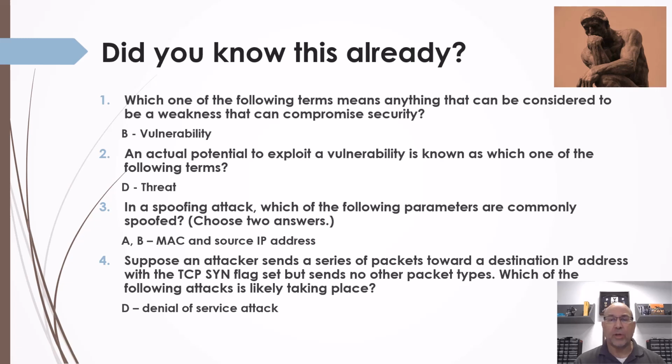All right, do you know this already? Which one of the following terms means anything that can be considered to be a weakness that can compromise security? Well, that was B, the vulnerability, right? An actual potential to exploit a vulnerability is known as which one of the following terms? Well, that would be a threat. You're vulnerable, but if nobody can take advantage of it, there's no exploit there. And then if they can, now we have our threat.